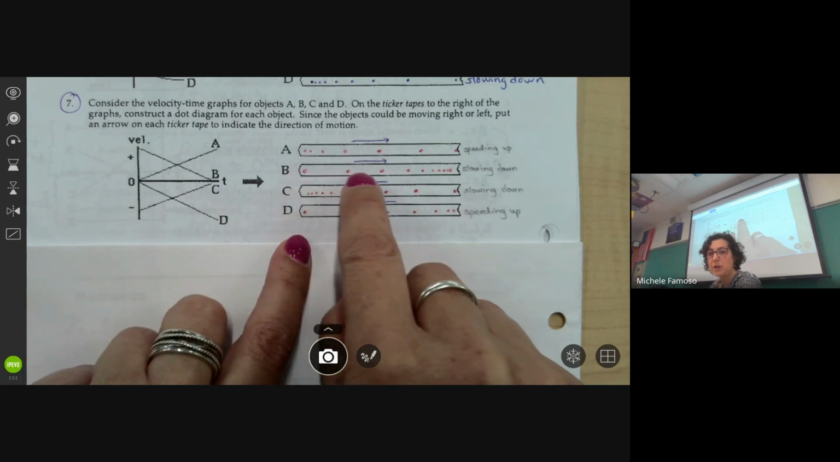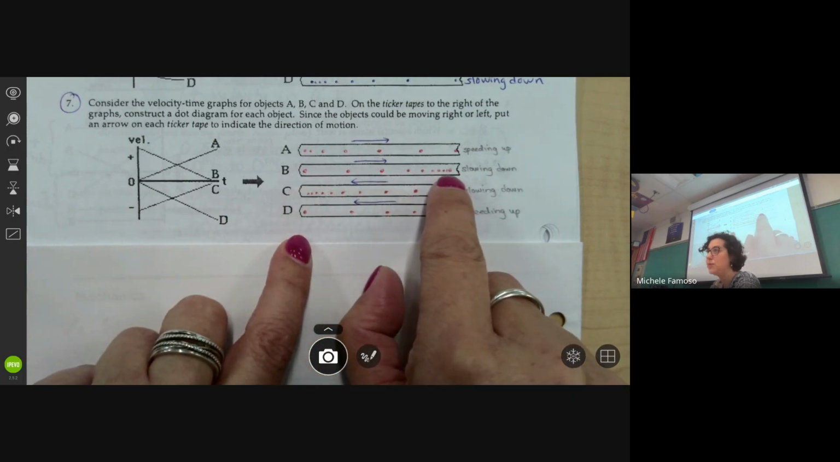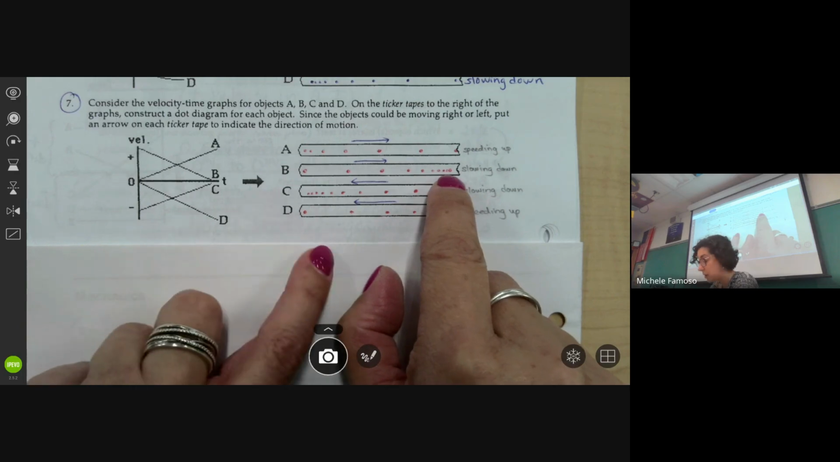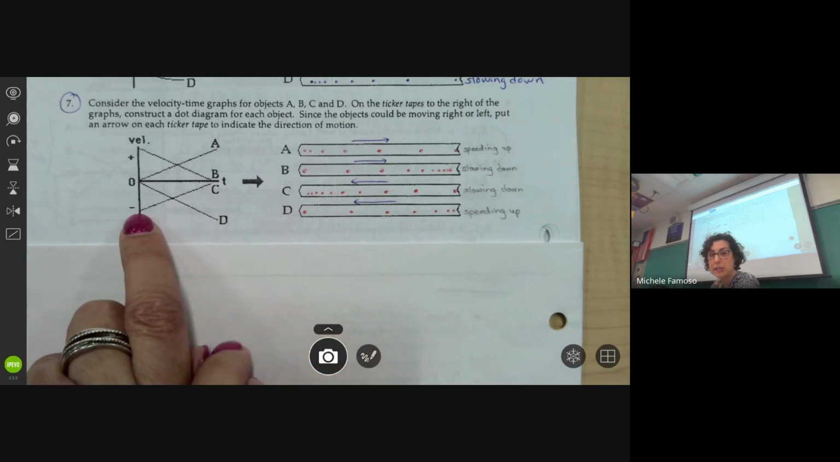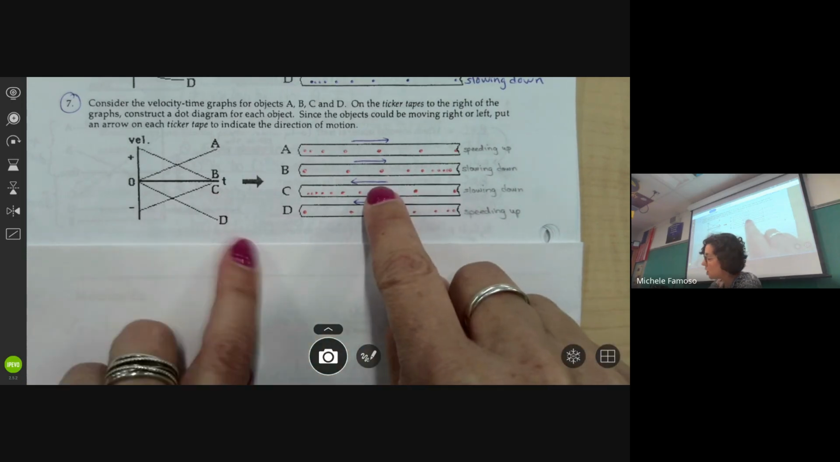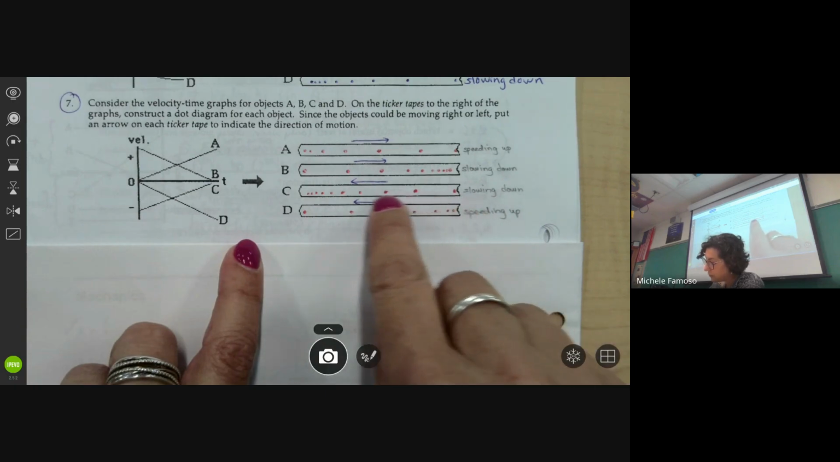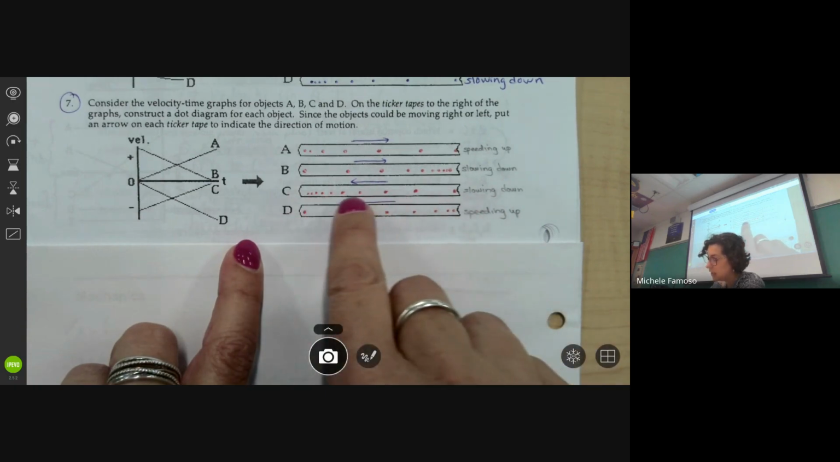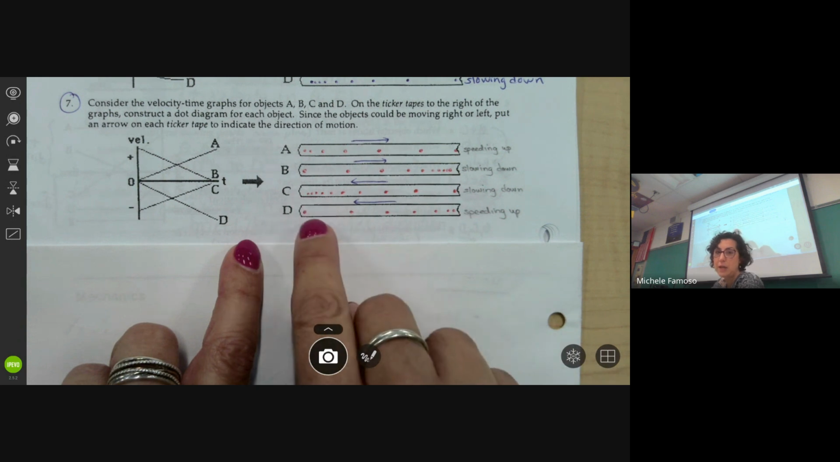So these dots are getting closer and closer together as I read it from left to right. Graph C shows it's slowing down as it goes to the left. So the arrow showing it going left. As I read this from right to left, I should see these dots getting closer and closer together.